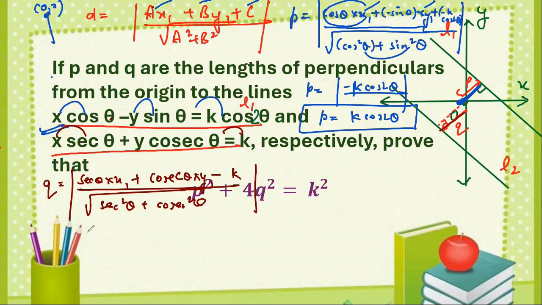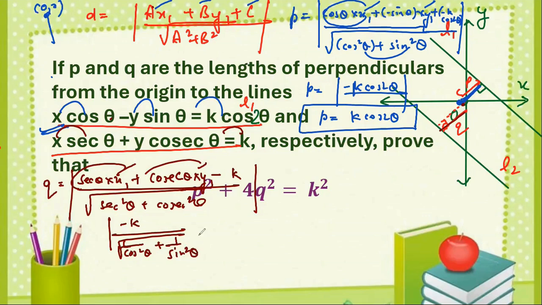Now, when I open this, I know that X1, Y1, because this also starts from the origin only, so 0, 0. So this is 0, this is 0. So you are only left with negative K over, I am just changing it. It will be 1 over cos square theta plus 1 over sin square theta, because we know that sec theta is 1 over cos and cosec is 1 over sin.